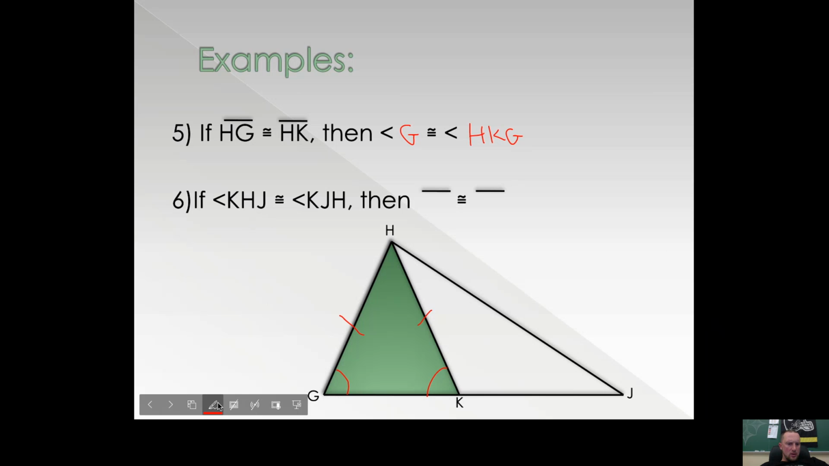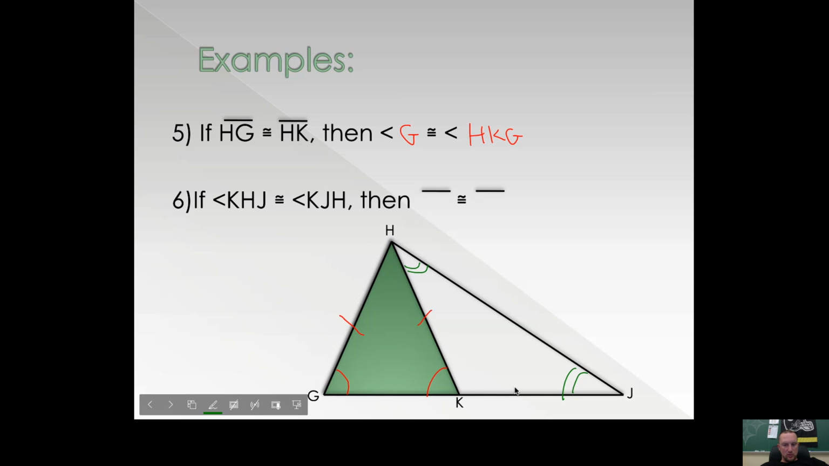Also, I'll switch my pen up here. Let's say angle KHJ, that's this one. Let's say it's congruent to angle KJH. That would be KJH, this one. Which sides would be congruent? Well, that makes this white triangle isosceles as well.